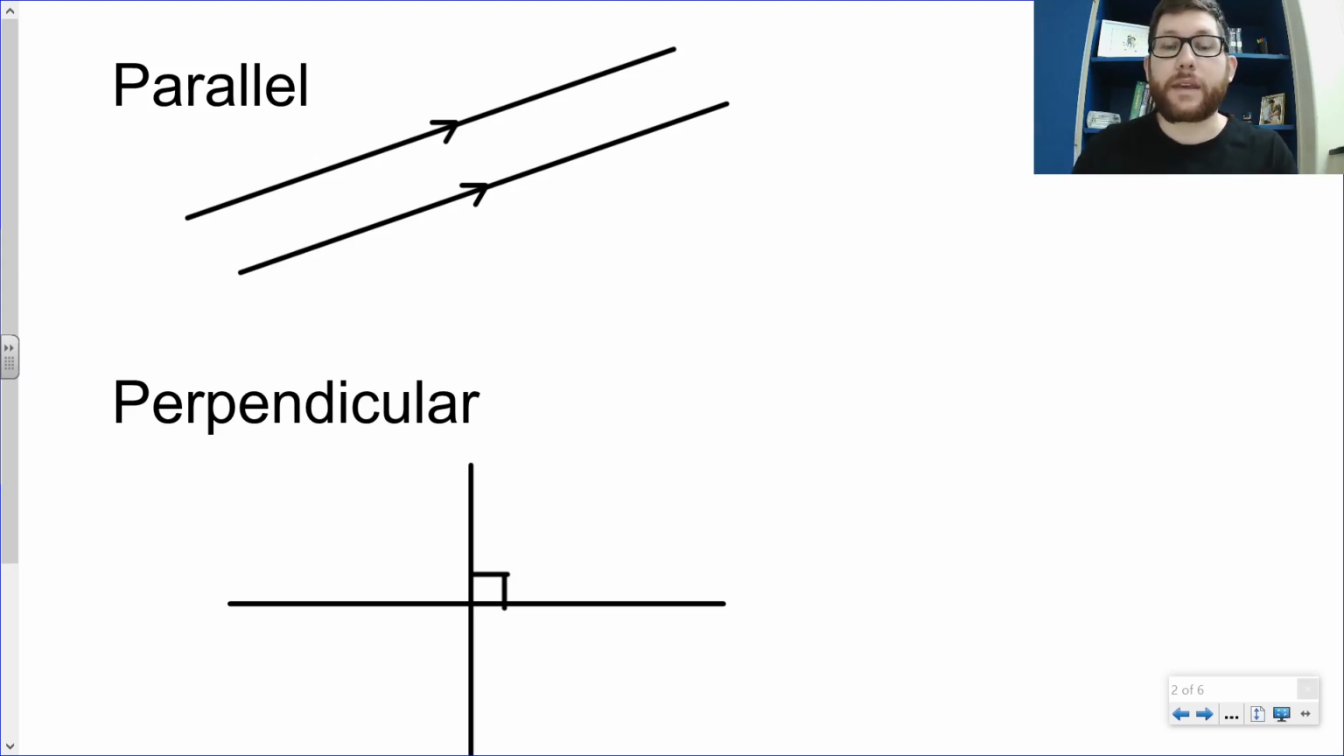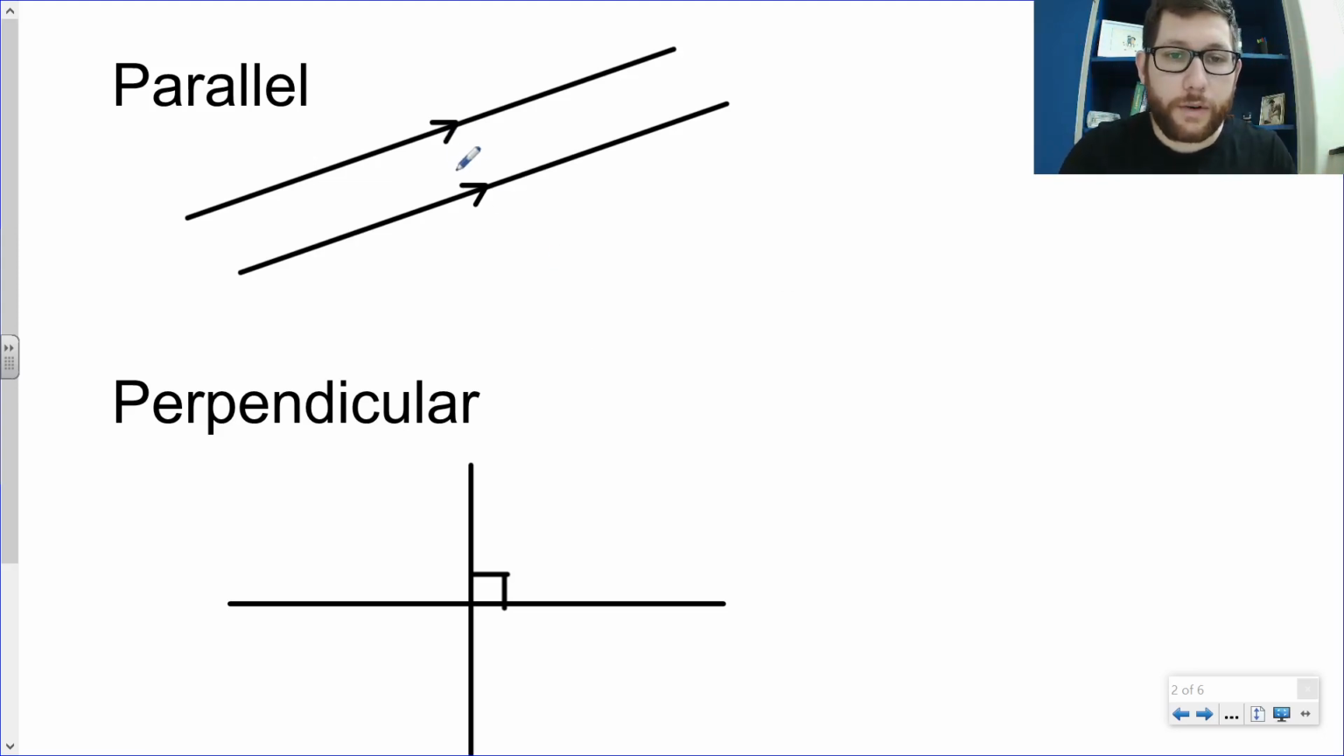Parallel lines mean that they go in the same direction. They're not going to overlap. You can think about sidewalks on the side of a street. They go in the same direction. They don't cross each other. There is a crosswalk, but those aren't the straight lines, right? Straight lines that are parallel don't cross.